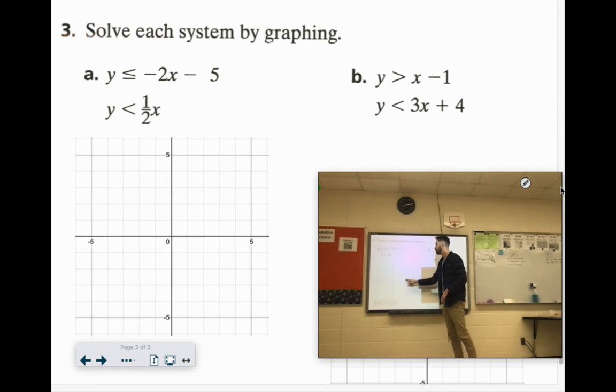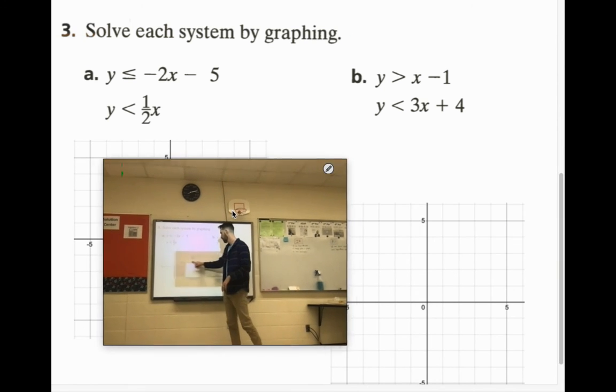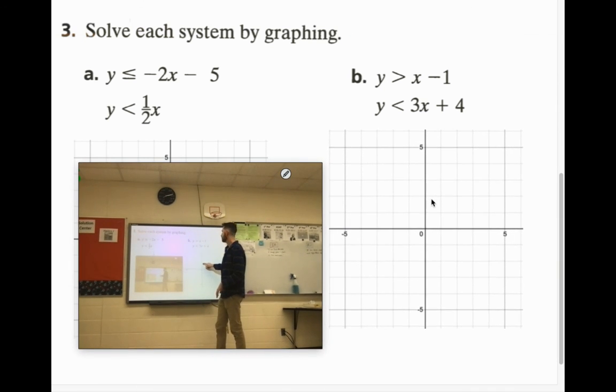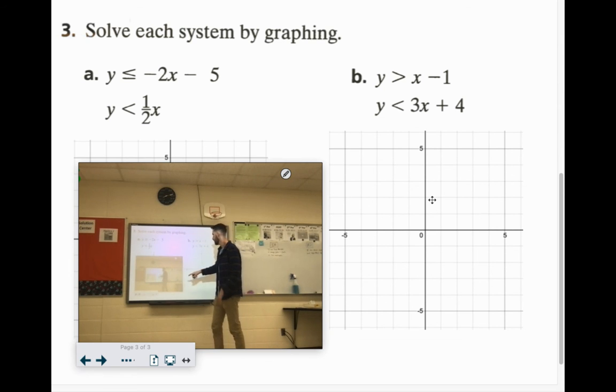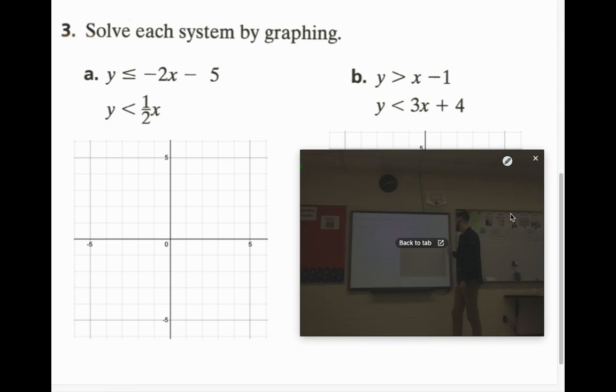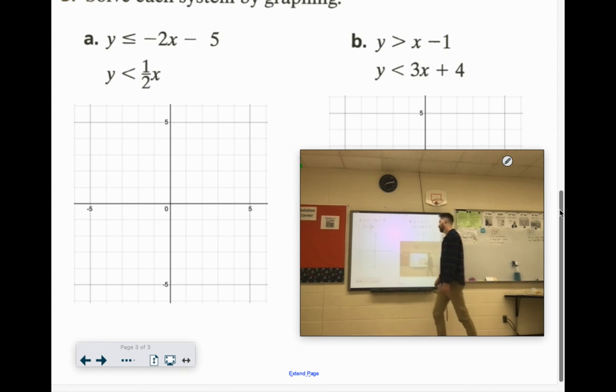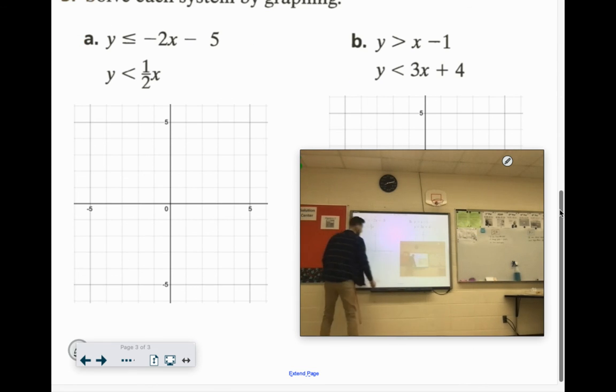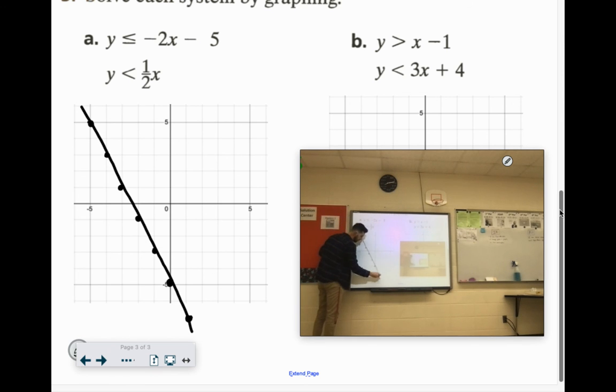Let's scoot these up. We will do A together, and then I'll have you guys try out B, see how we do, and then that's the last slide. All right, negative 2x minus 5. We start down 5. The slope is negative 2, so we can go down 2 over 1. Now, if we want to go backwards, we can go up 2 left 1 to make sure we're on the graph. And this is a solid line, and it's less than, so we would shade everything underneath this line.